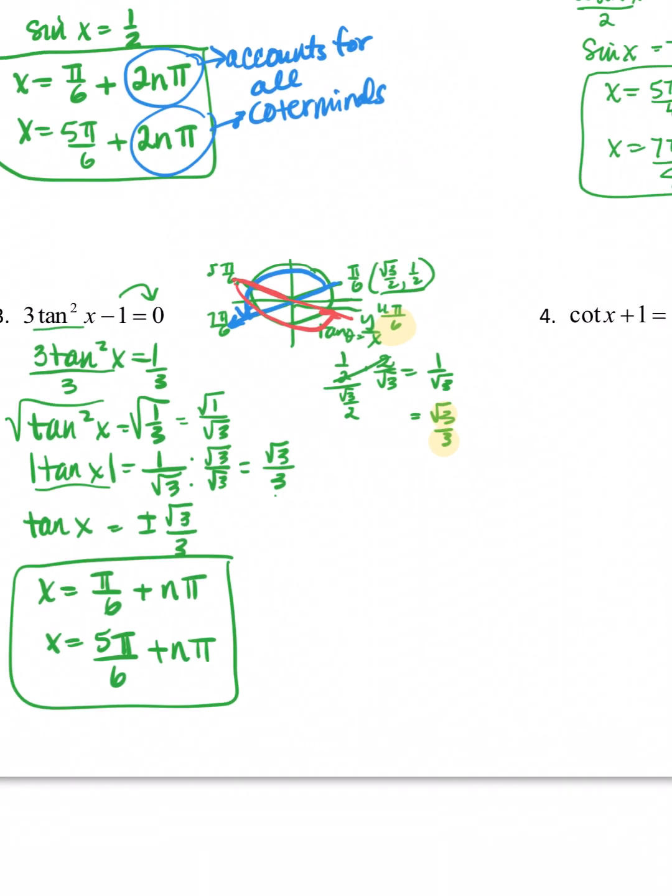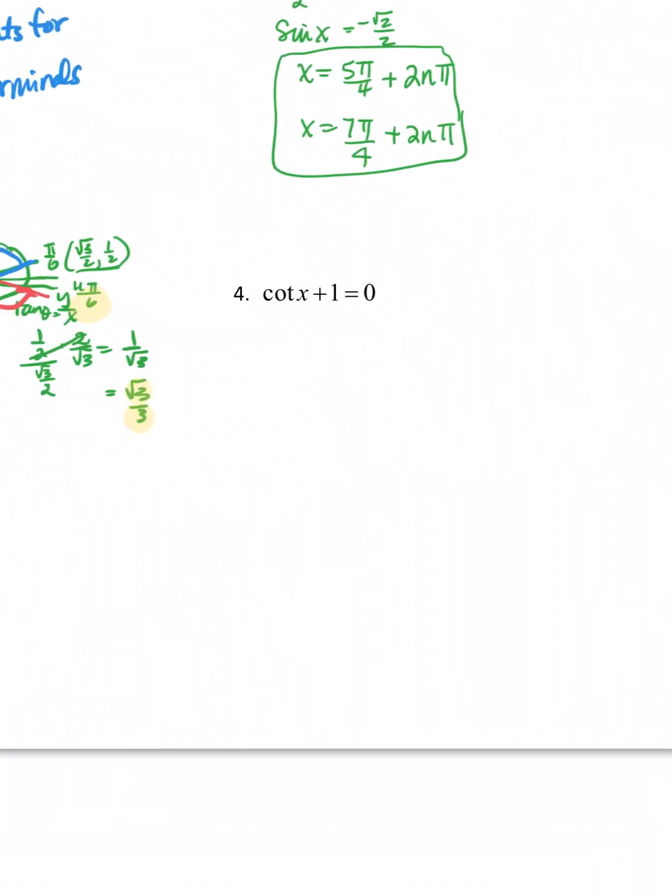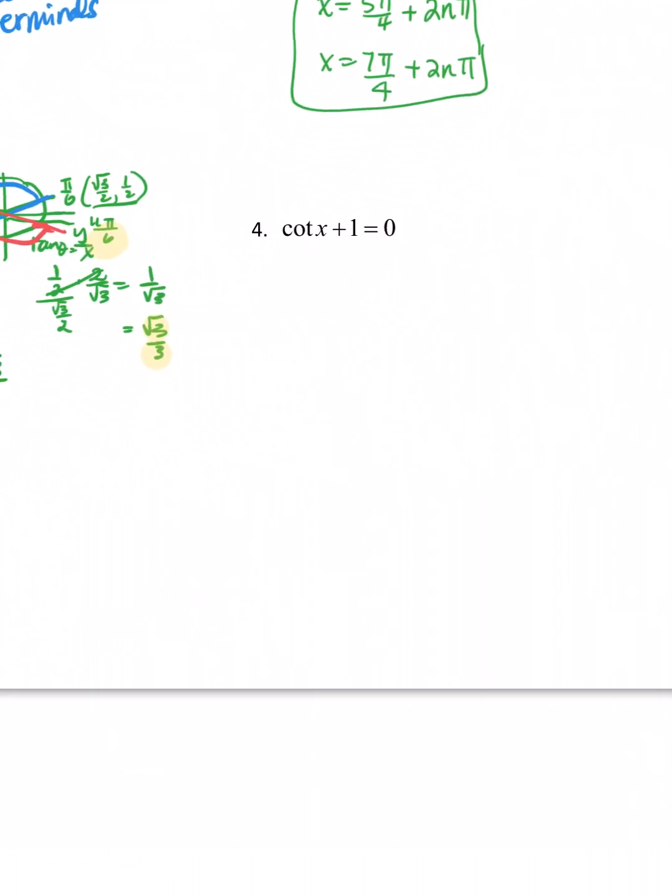All right? Jumping over to number 4, cotangent. So I need to solve this. I'm going to move my 1 over. So I'm saying the cotangent of x is equal to -1. All right, so cotangent is just the reciprocal of tangent, right? For it to be -1, that means the tangent would be -1. So cotangent is x over y, and it's negative.